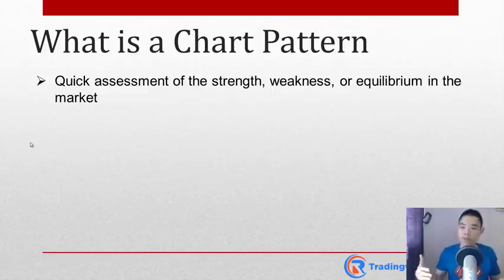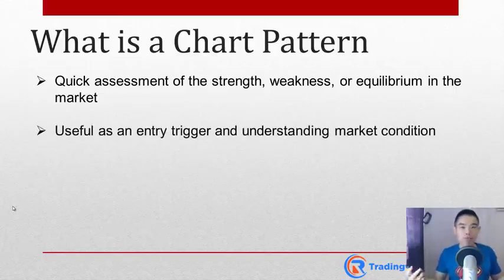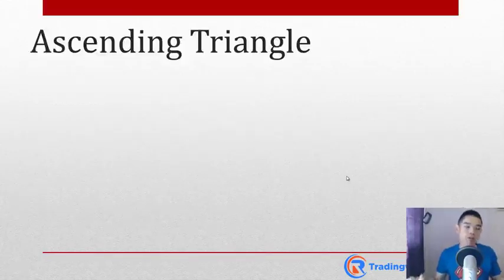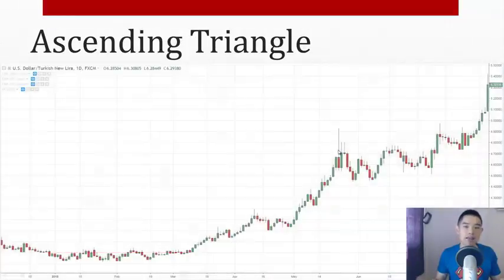It tells you whether the buyers are in control, whether the sellers are in control, or whether both of them are pretty much in equal strength. So they summarize a number of candlestick patterns to give you the big picture. This can be used as an entry trigger and to understand what the current market condition is. So the first pattern I want to share with you is an ascending triangle pattern.